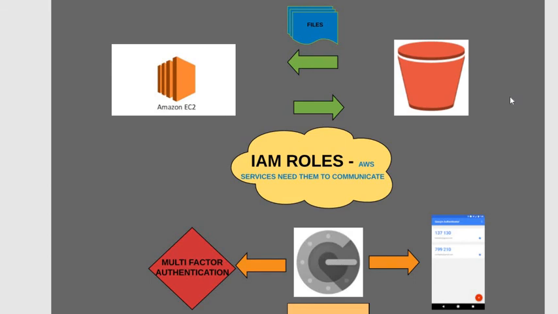But let's say I have an Amazon EC2 instance, and there are certain applications running on the EC2 instance that need to access files from an AWS S3 bucket. Now, how will this kind of communication be enabled in AWS? This is enabled through IAM roles. So when services need to communicate among themselves, we need to create roles that can be assigned to the services so that they can communicate and carry out the work, right?